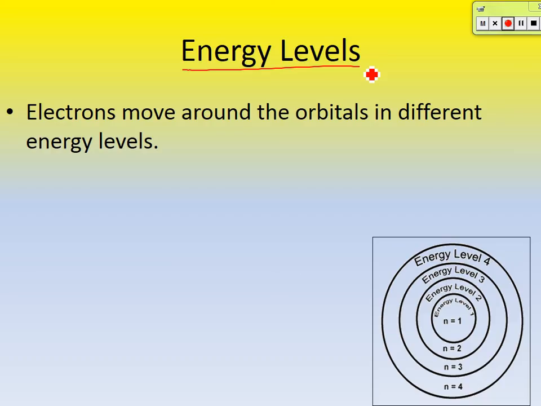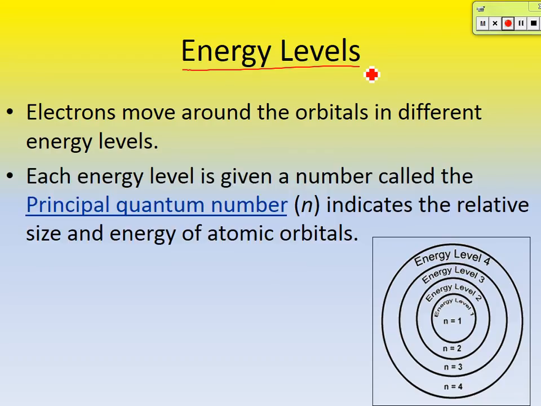Okay, we're also going to talk a lot about, in this video, energy levels. Electrons move around the orbitals in different energy levels. Each energy level is given a number called a principal quantum number, and it's given the symbol lowercase n, and it indicates the relative size and energy of an atomic orbital. And so I've got a diagram that explains this.